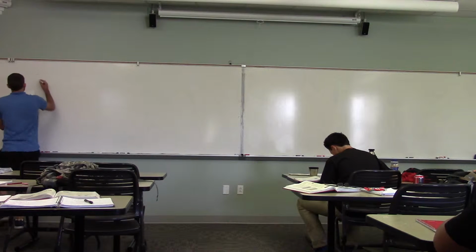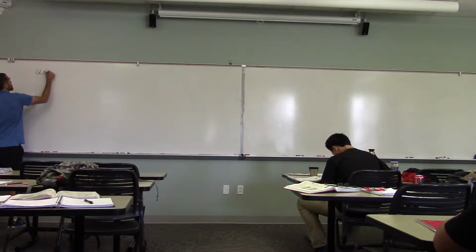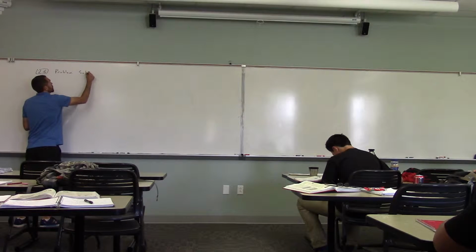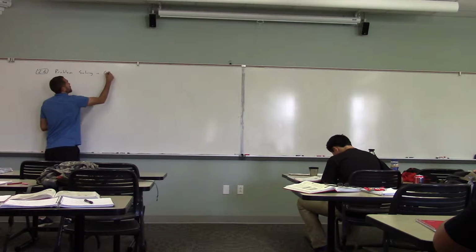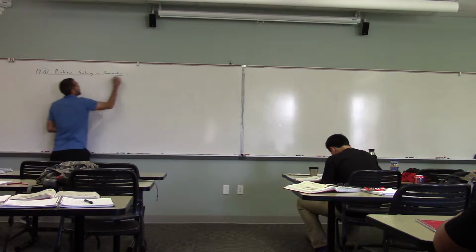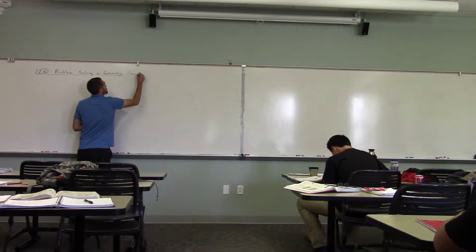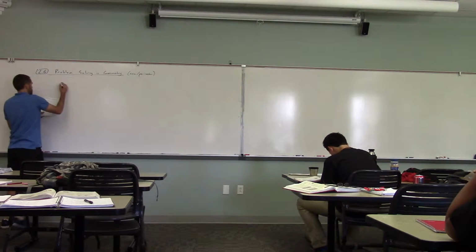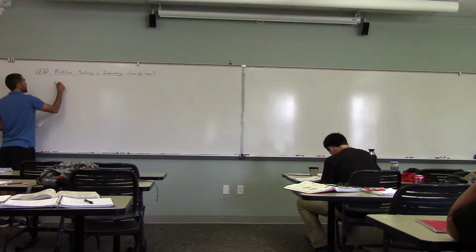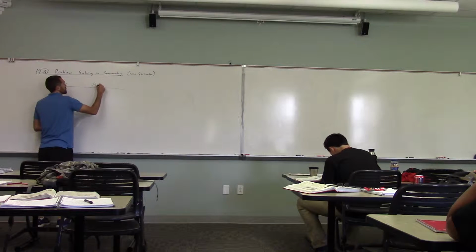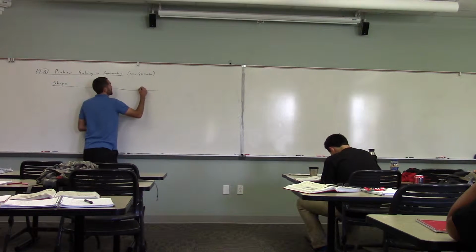So, 2.6, problem solving. In geometry, really, that just means area and perimeter. So, you've got the shape here, you've got the formula for the area, and the formula for perimeter.